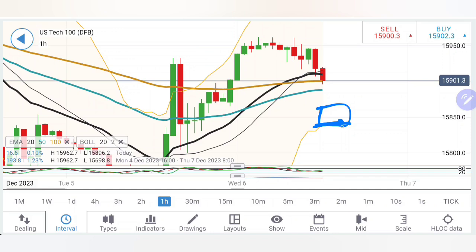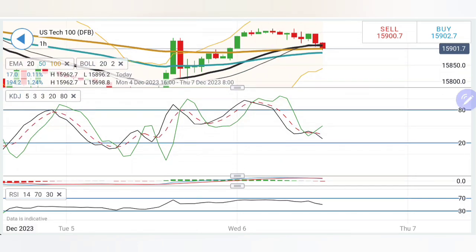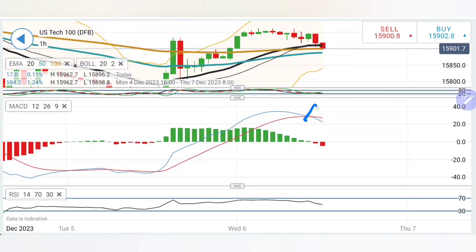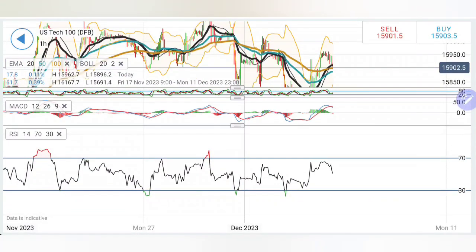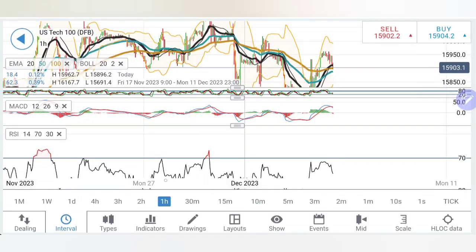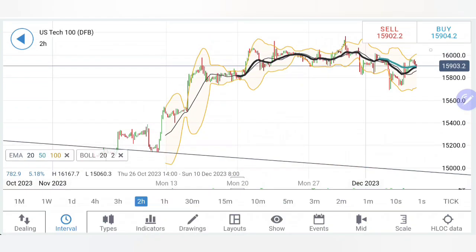Definitely greater support exists here. Once it stays below 840 is where further bearishness lies for Tech 100. The stochastic is looking downwards here. MACD has crossed over. It is again divergent. It is again bearish, looking downwards here. RSI is looking downwards as well, denoting little bearishness.